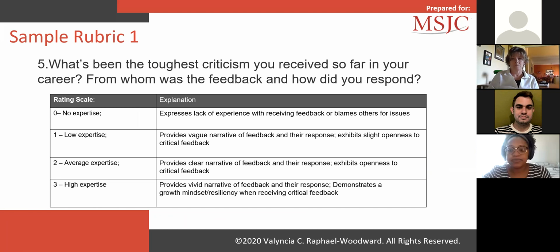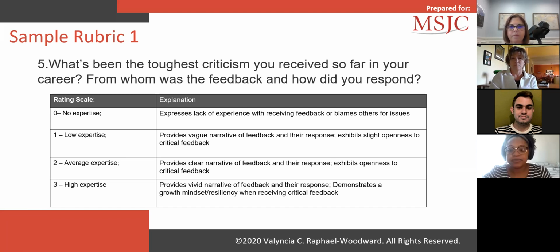So I've provided a couple samples. This first sample is a rubric, a version of which I've used in my own hiring processes. And it's not necessarily for an equity, diversity, inclusion based question, but it's a question that many of you may have used. So what's been the toughest criticism you received so far in your career? From whom was the feedback and how did you respond? So on the left, we have a rating scale. So it goes from 0 to 3. No expertise, low expertise gets a 1, average expertise gets a 2, and high expertise gets a 3. And then in the other column, the explanation, we provided essentially some sample model answers, or at least some content we'd expect to be part of this part of the answer.